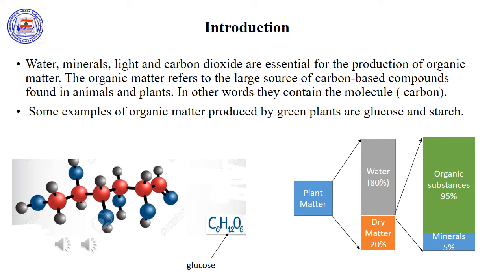An important note to be mentioned here is about the plant matter. What is it composed of? The plant is composed of 80% water and 20% dry matter. The dry matter is composed of 95% organic substances. It could be carbohydrate, protein, lipids, and 5% minerals. Please pay attention later when we solve an exercise. When they tell you dry matter, here we are mentioning the organic substance. It's the same.